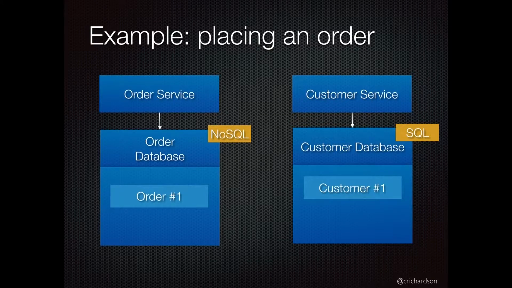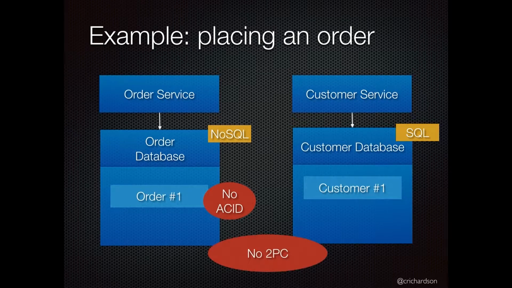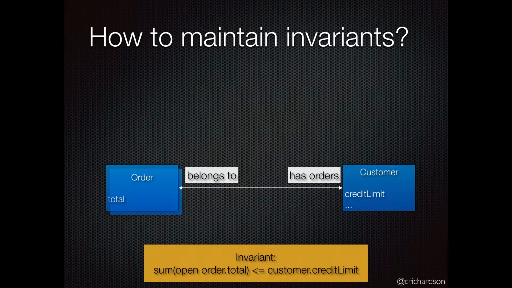So when we're placing an order, if the order database is a NoSQL database, we don't have ACID transactions, so we could typically only update one thing atomically within that database. And we very likely do not have two-phase commit between multiple databases. That's sort of problematic technology to use. Yet at the same time, we need to maintain invariants.